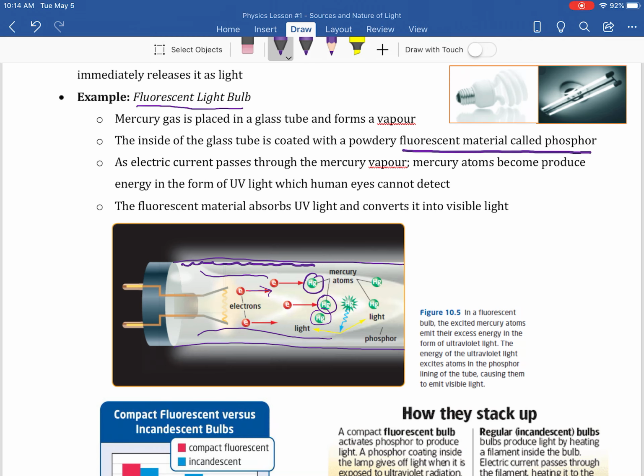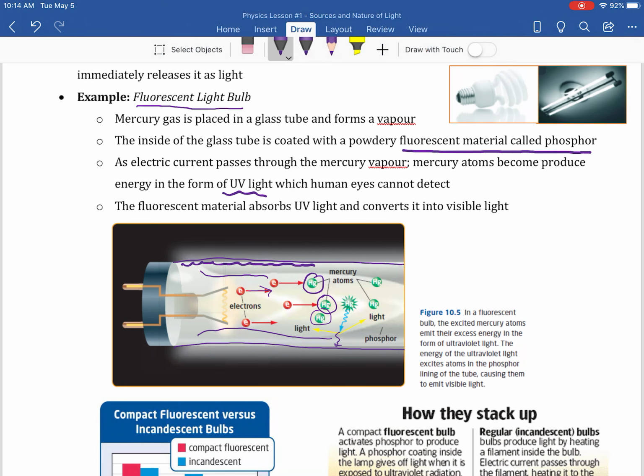Now here's where it's different from the electrical discharge tube. When mercury electrons come back down, they give off UV light. Okay, so we can't see the light that the mercury electrons would give off, but it's UV light. Now that UV light goes and it excites the phosphor powder, and that's what you see. You see the glowing of the phosphor powder. Okay, and we call that fluorescence.